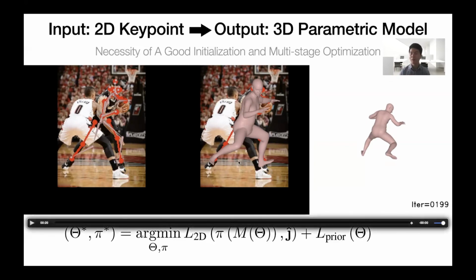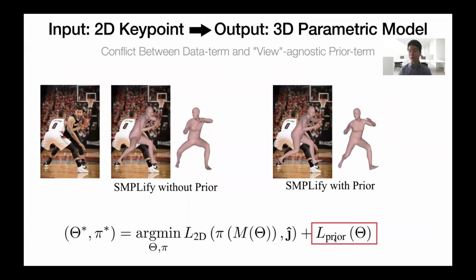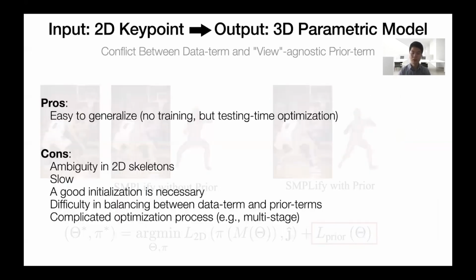But again, in this case, the result is quite unsuccessful because the prior term and data term are conflicting with each other. And this is a more specific example. If you remove this prior term, the joints can be closer to our target, but the result is not a realistic human pose. If you use this prior, it doesn't go in that direction, but the output still remains in the plausible human motion space. So it's easy to generalize because there's no training here other than that prior term, which we can obtain from a motion capture data set. At testing time, given the 2D key points, we just optimize the model parameters directly. But there are issues like ambiguity in the 2D key point input, it is slow, a good initialization is really necessary, and there is this balancing issue and so on.